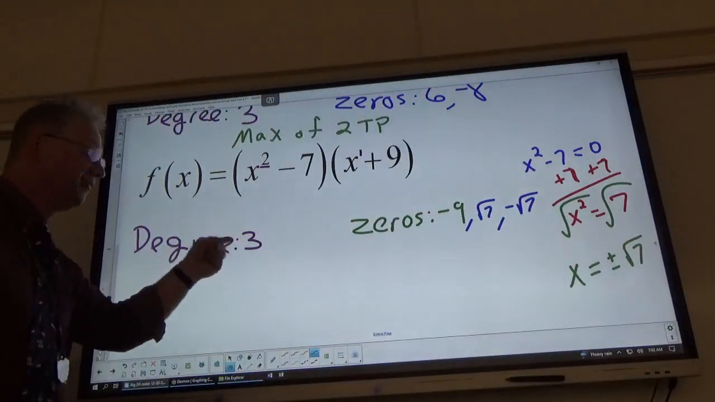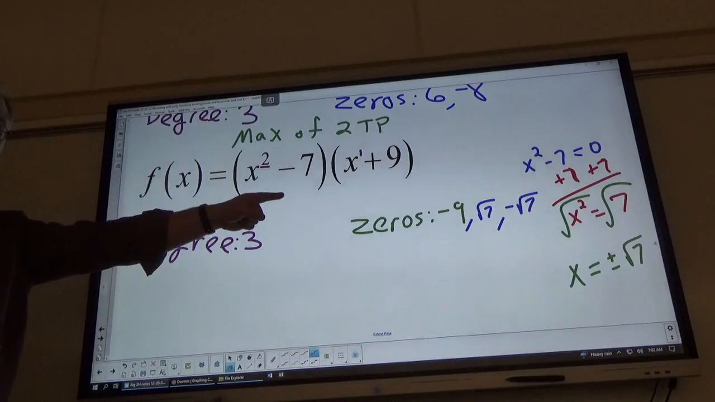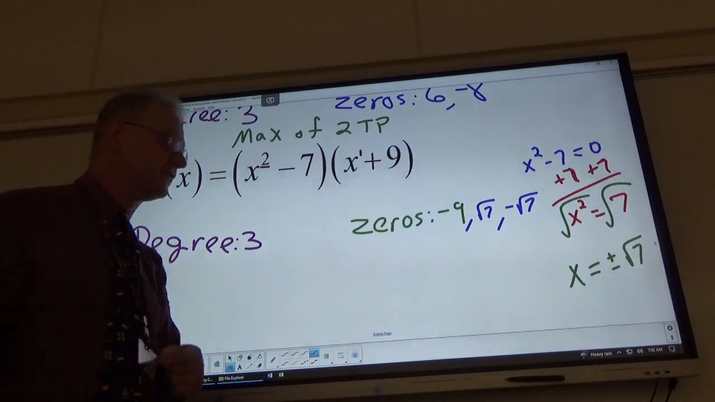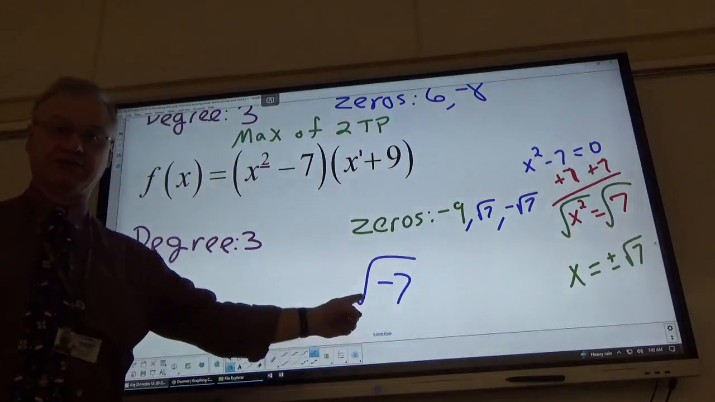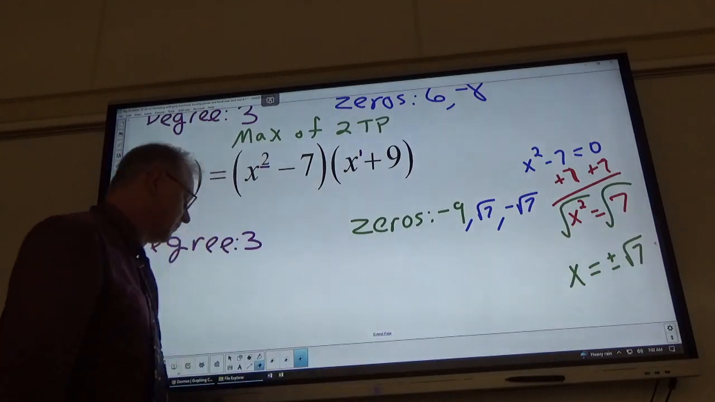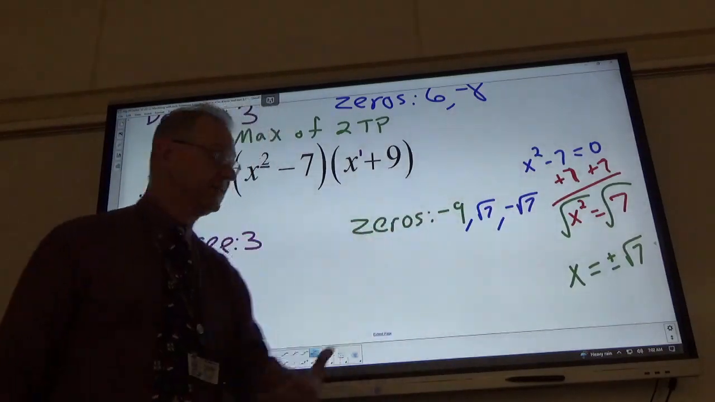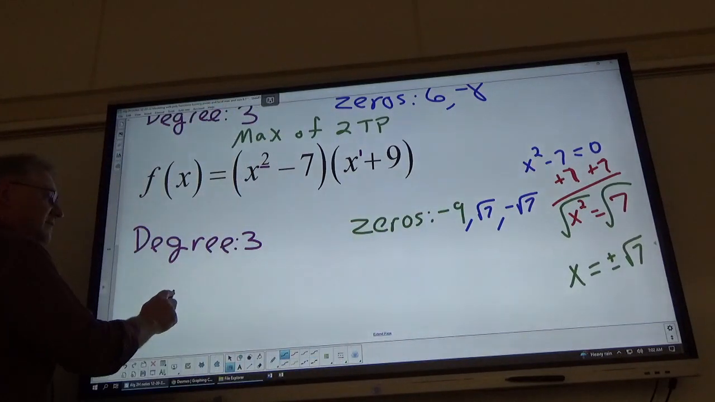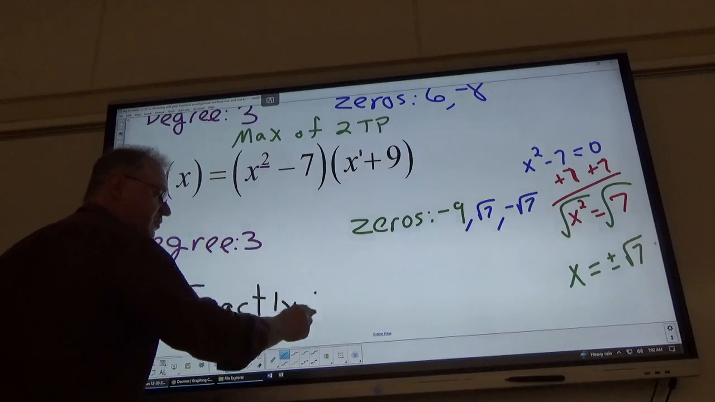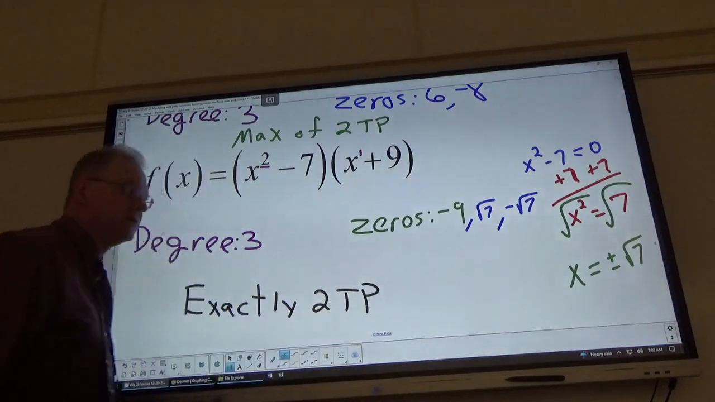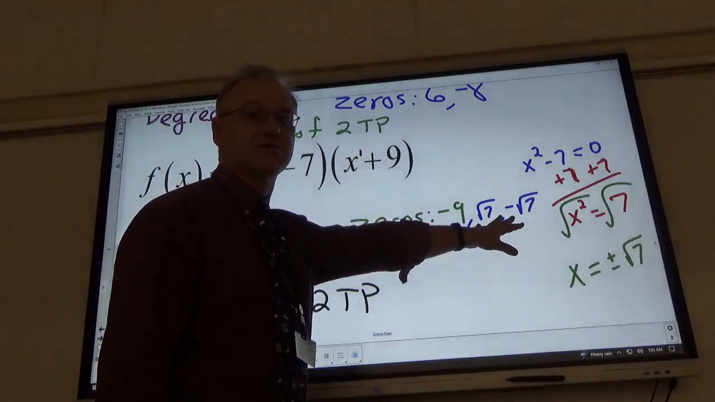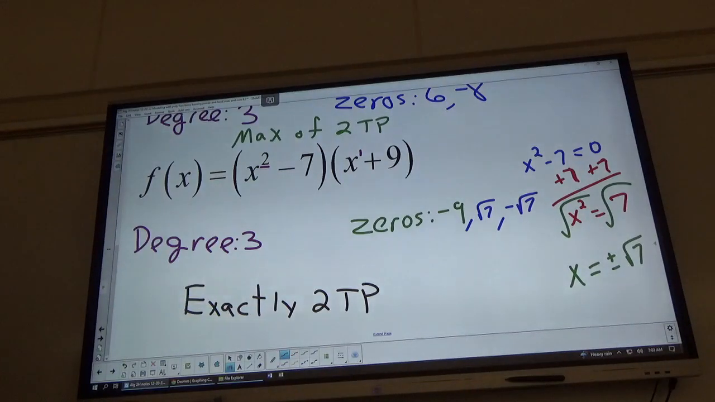That's 3 answers and 3 degree. Those are real numbers. Square root of 7 and negative square root of 7, real numbers. Now if you had square root of -7, not a real number, complex number or imaginary. So that would not be a real number 0. But negative the square root of 7, yes it is. So the result here is exactly 2 turning points instead of a maximum of 2 turning points. If the degree and the number of real zeros is the same, it is exactly.